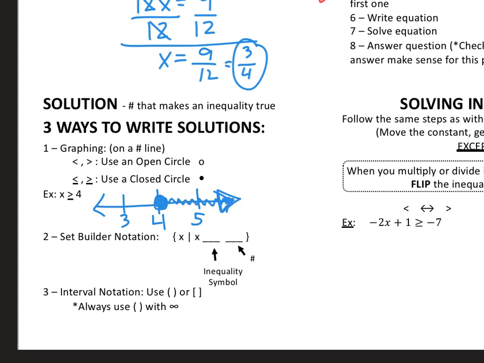And you can always check by plugging in a number. So for example, if we wanted to plug in that 5, 5 is greater than or equal to 4, so that works. The second way to write your solution is with set builder notation.